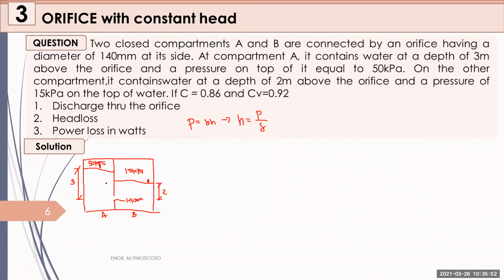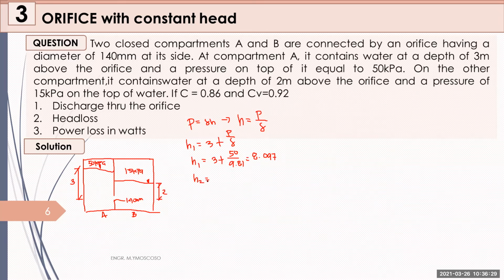Okay, so ibig sabihin, itong water inside compartment A na 3 meters in height is madadagdagan siya ng height kasi i-convert nga natin yung pressure into a water or into a liquid. Therefore, yung H1 natin would be considered as 3 plus P over gamma. So take note, that would be 3 plus 50 divided by 9.81. Therefore, your H1 is considered as 8.097. Paki-confirm yan ha.